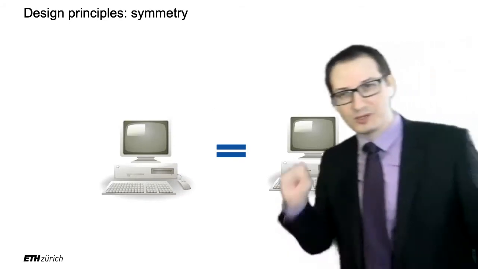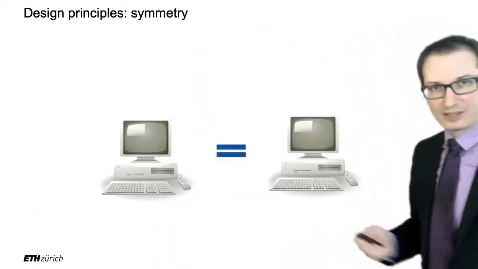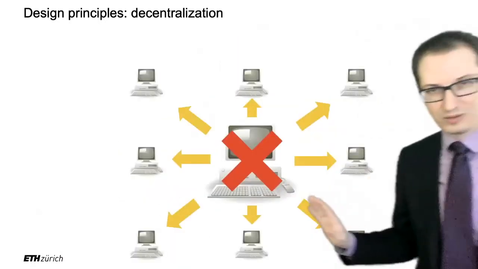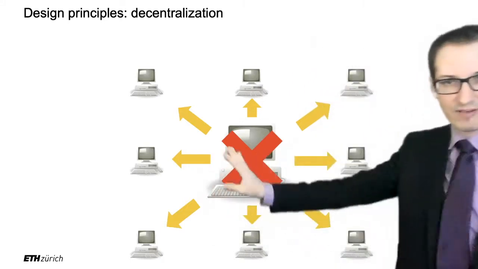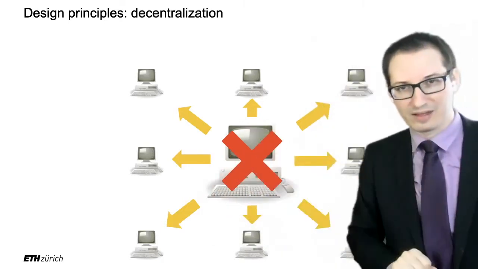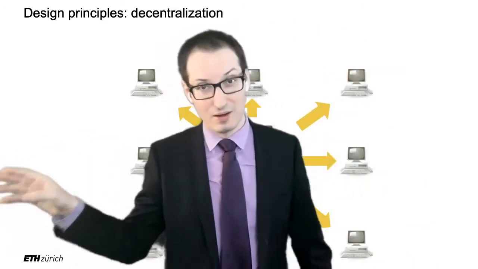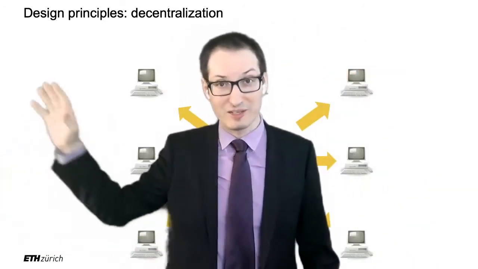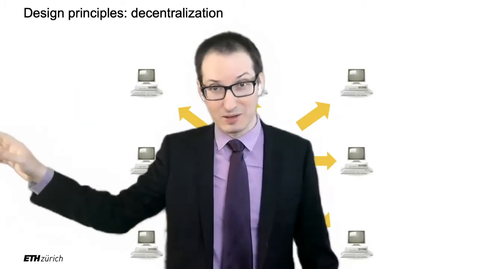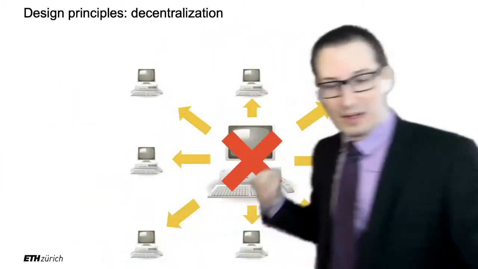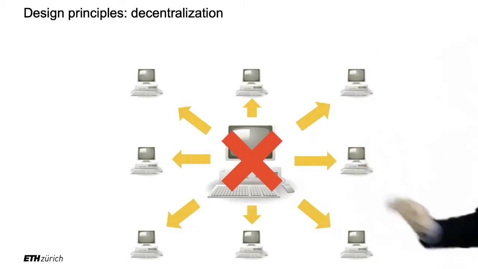The second principle is symmetry. It's all cheap hardware, they're all the same. There is no node that would be like a supercomputer or have more control than the others. And that goes together with the decentralization of the system. So we don't have some main node that controls the others. It's going to be different from what we'll see next week with the Hadoop distributed file system, HBase and Spark and the other technologies. Today, we are fully decentralized.